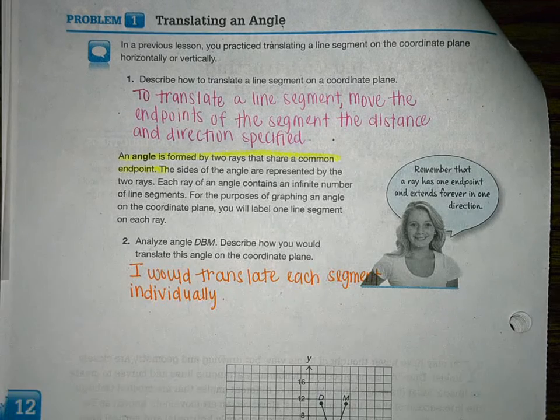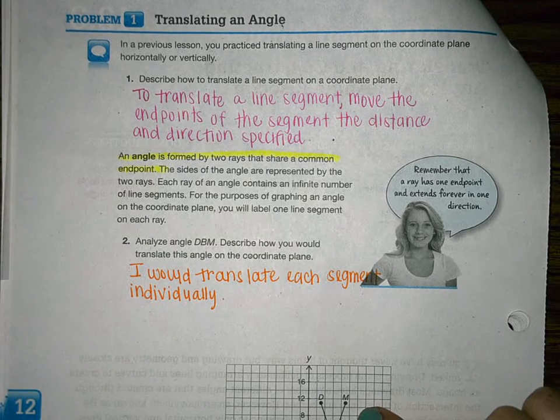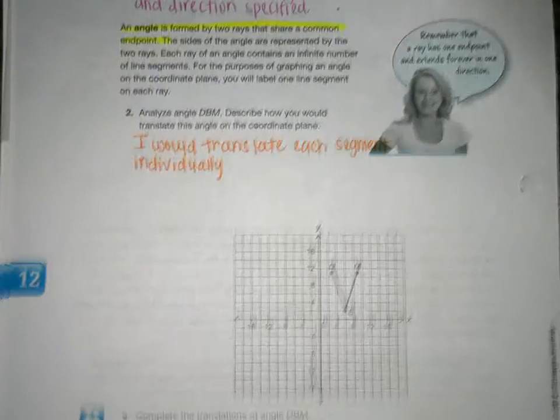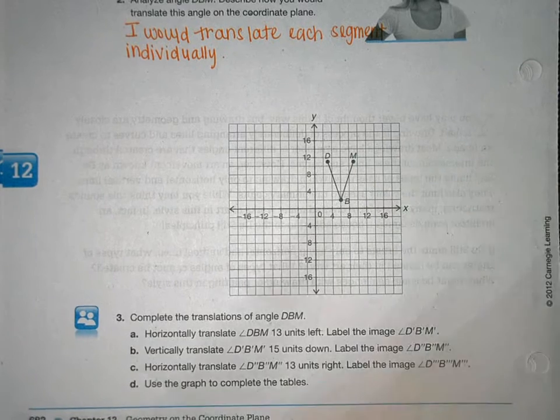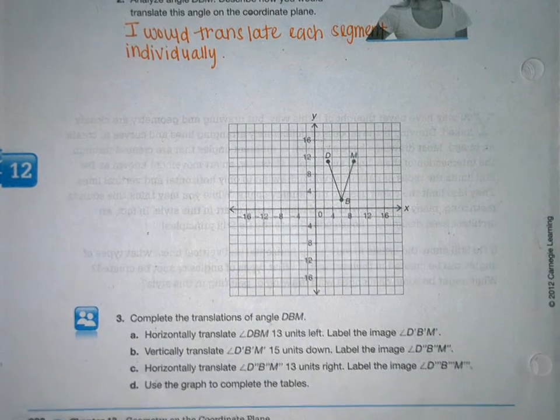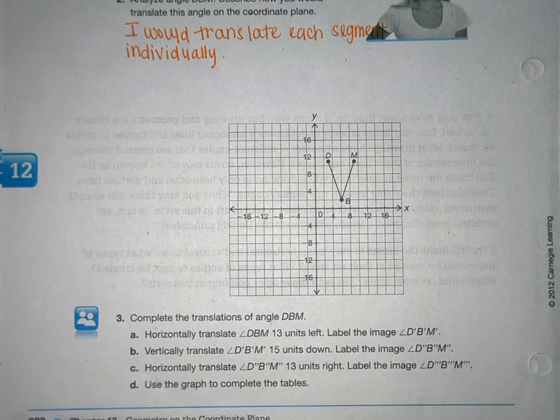Here's what I came up with. So looking at the problem, they want us to take this angle, DBM, and they want us to translate it. I noticed that DBM is made up of a lot of little segments. So to translate it, I would translate each segment individually. And then that would still give me the angle that I'm looking for.